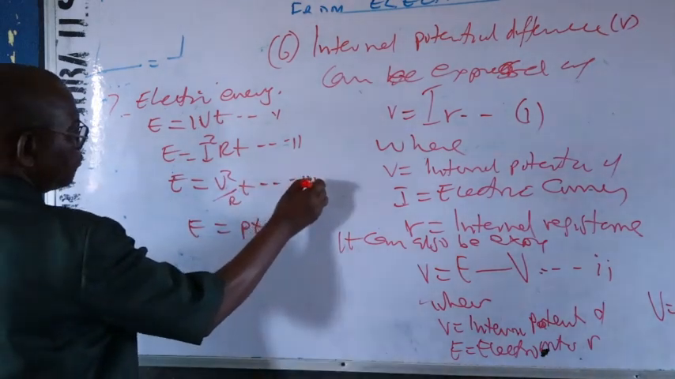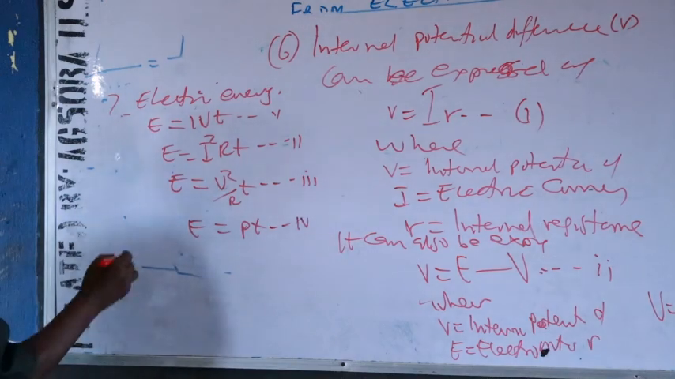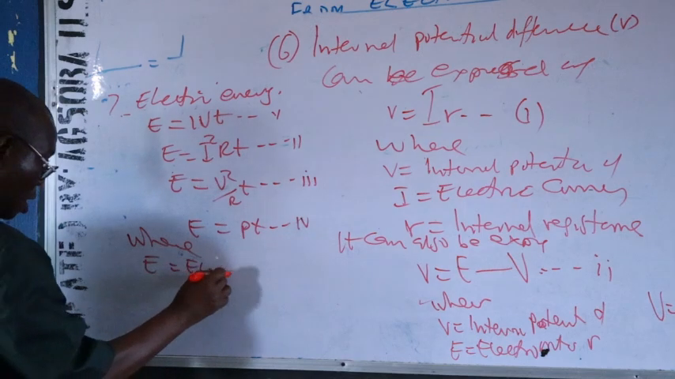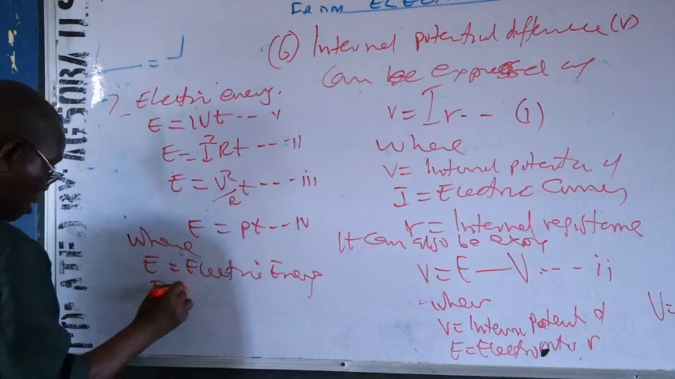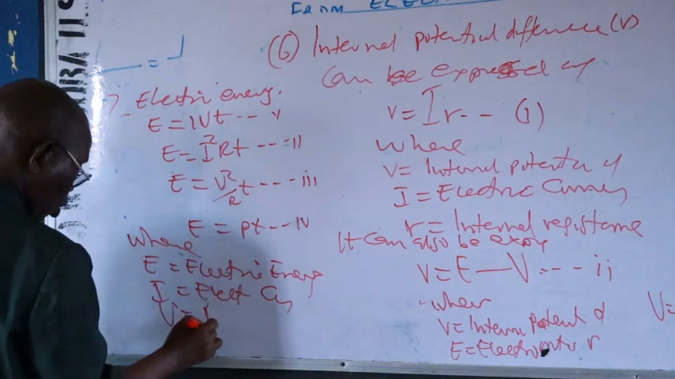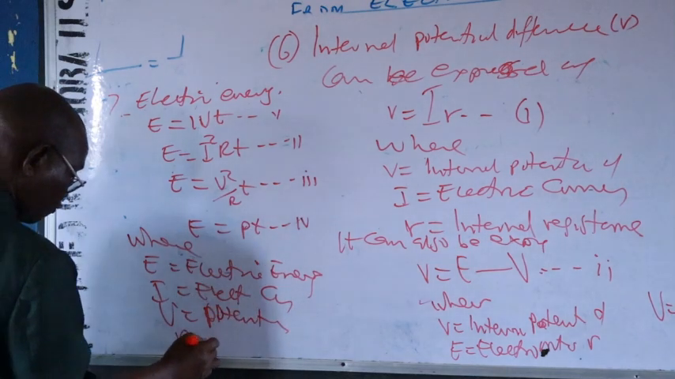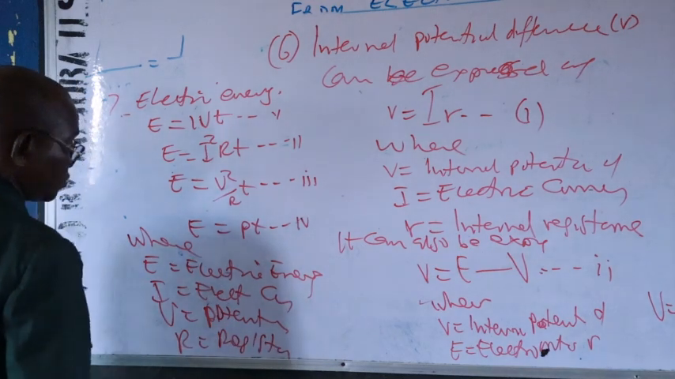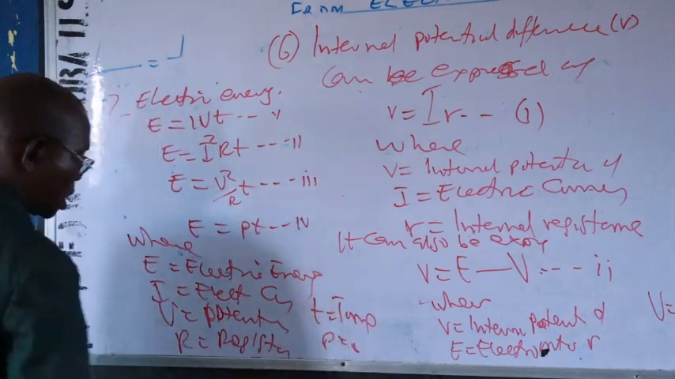So these are expressions for electrical energy, where of course E stands for electric energy, I stands for electric current, V stands for potential difference, R stands for resistance, that's external resistance, and of course T stands for time, P stands for power.